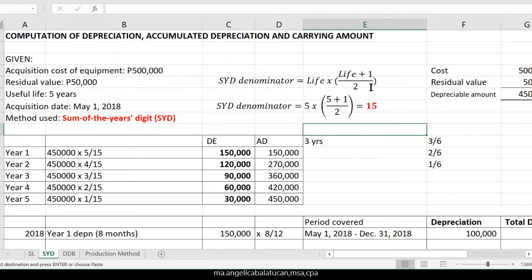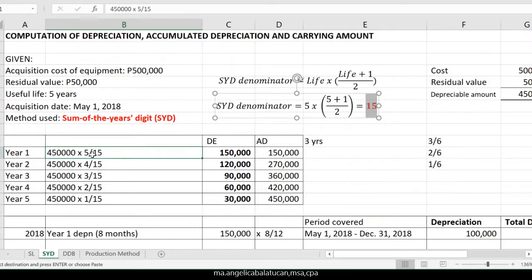Okay, so let's proceed. Since we have derived 15 from the computation, this will be our denominator, and this denominator will be used as part of the fraction. How do we get the numerator of the fraction that we're going to multiply? The numerator would be the life of the asset. So that would be 5, and then the following year will be 4, then 3, 2, and 1.